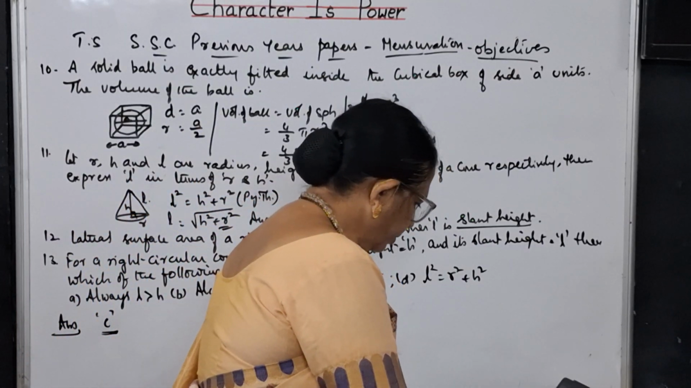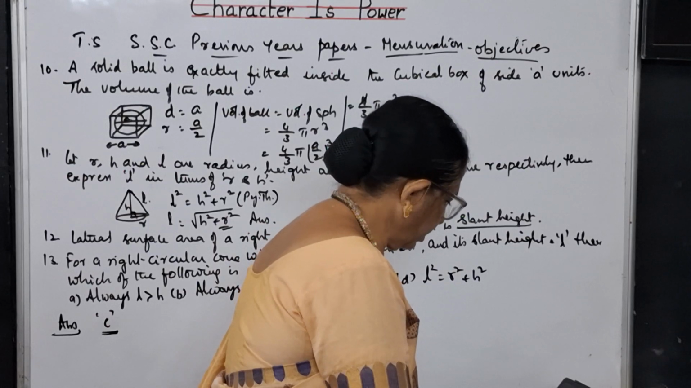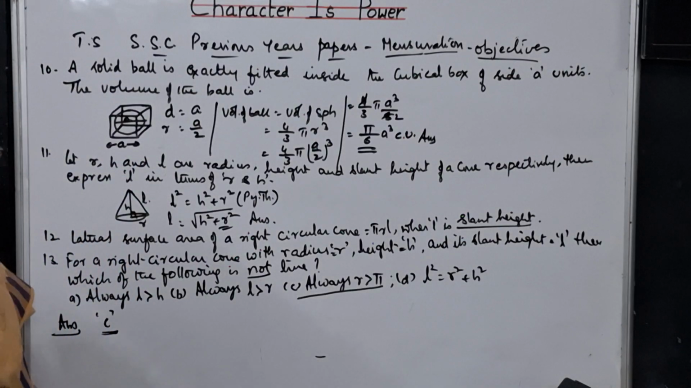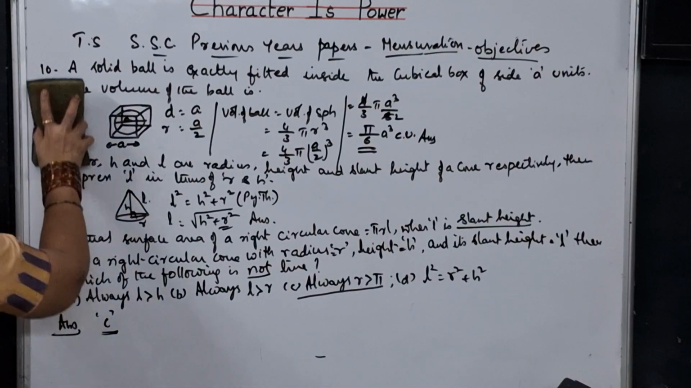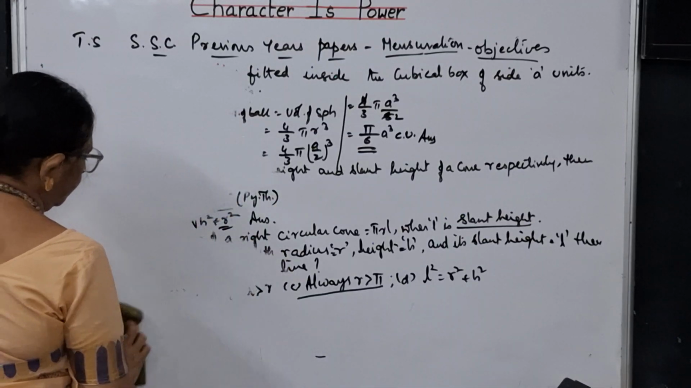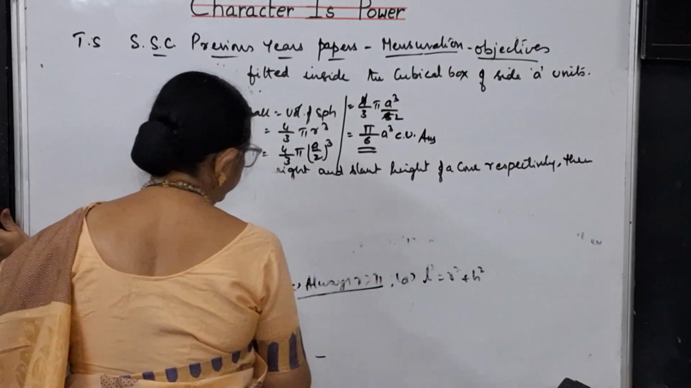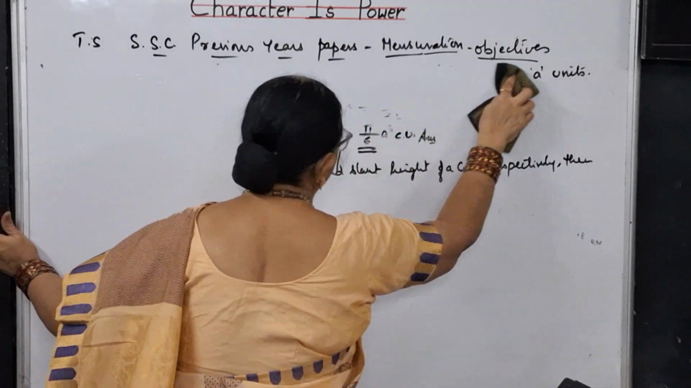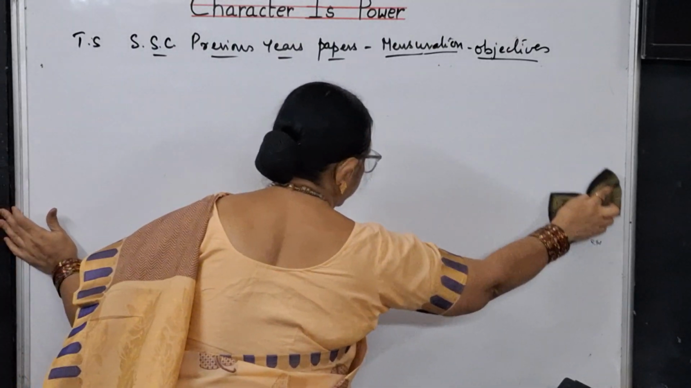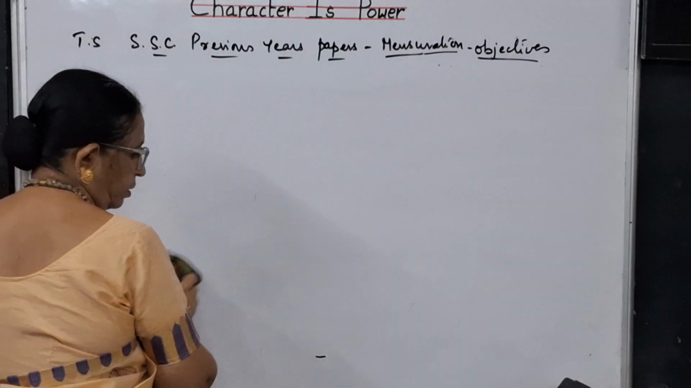So this is, copy this, children. Next one I will be doing. 13th I have completed. So 14th one I must do. Now 14th one.